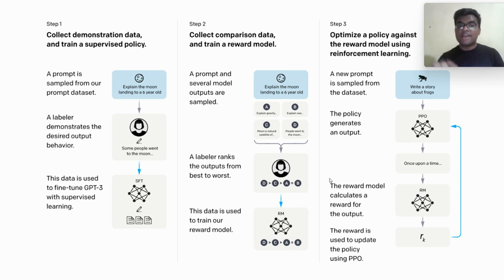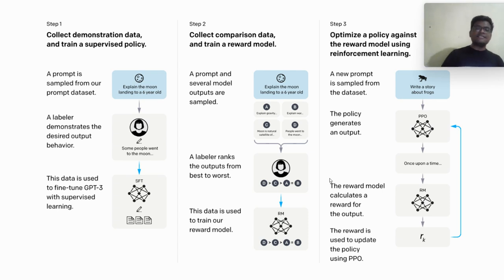It's going to be supervised fine tuning, where the model is not trained from only one single point of view. It's going to fine tune the model based on the hyperparameters. After doing all those things, step two is about collecting comparison data and training a reward model.